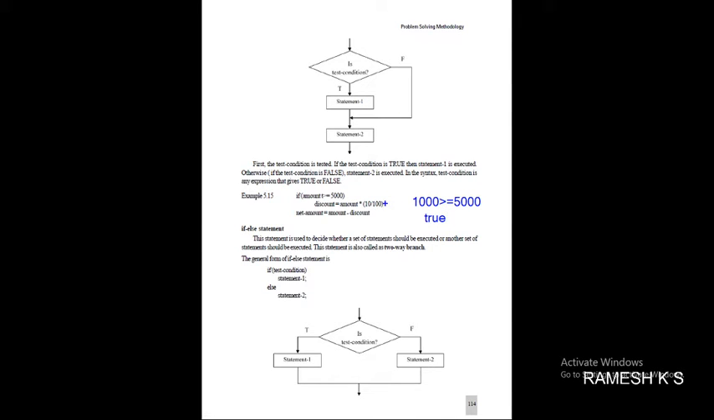This is statement 1, and it will be executed. So the discount is amount times 10 by 100. I have given a wrong number here. You can include another 0 here. I am taking 10,000.